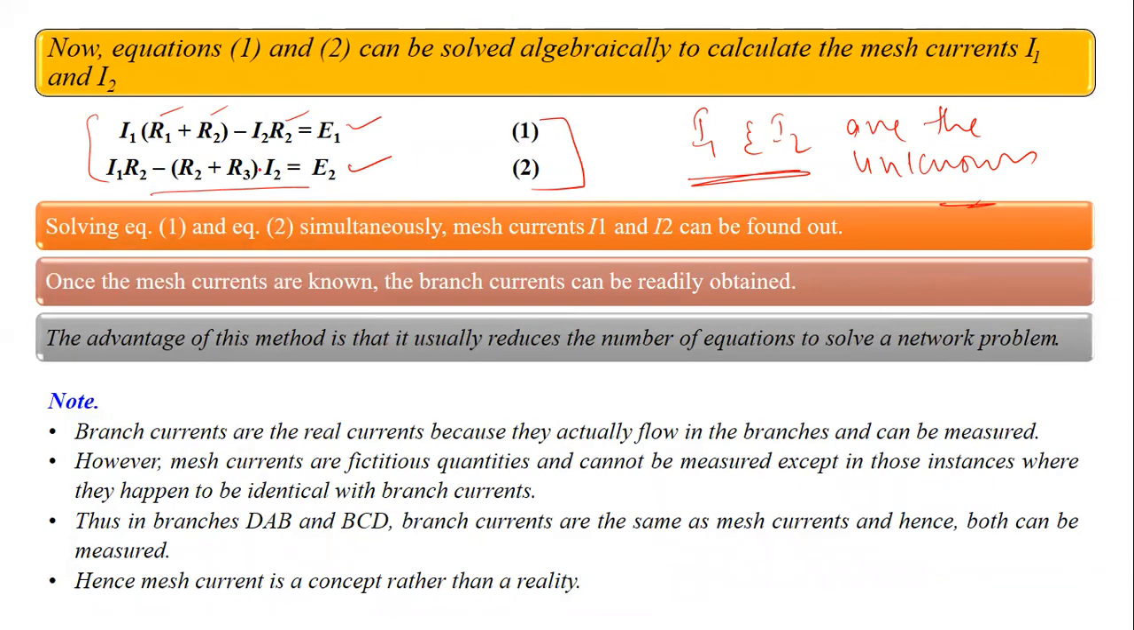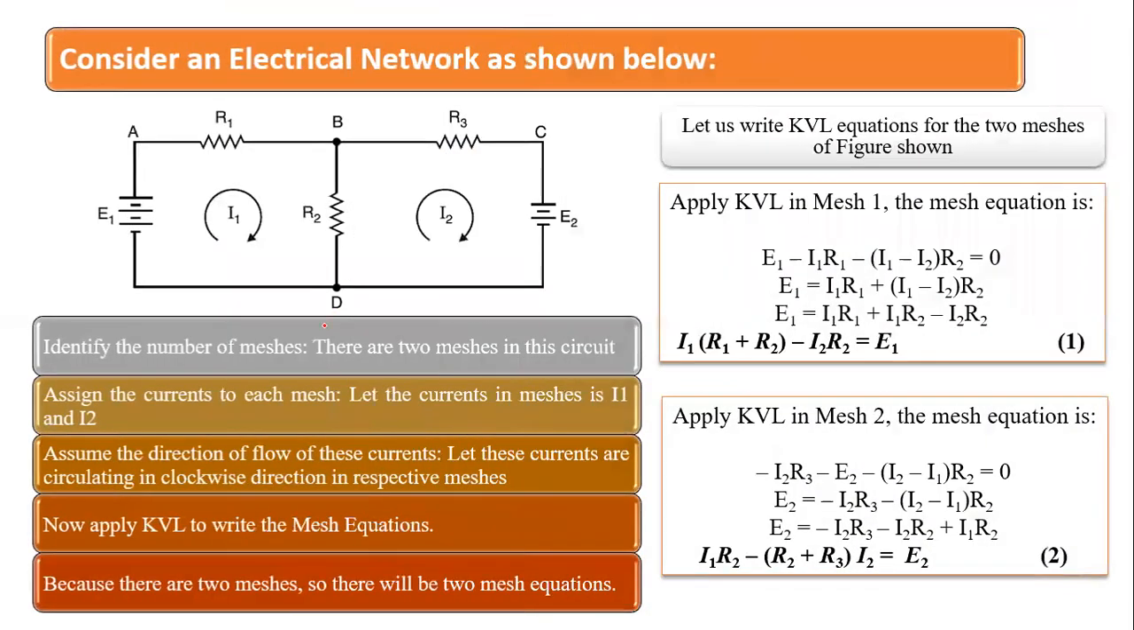So we can solve these algebraic equations to determine the unknown currents, meaning the mesh currents. In this way we can find the mesh currents, and we can apply mesh analysis using KVL. Now there are certain notes mentioned here. The first is that branch currents are the real currents because they actually flow in the branches and can be measured. Now let us come to the circuit diagram here.